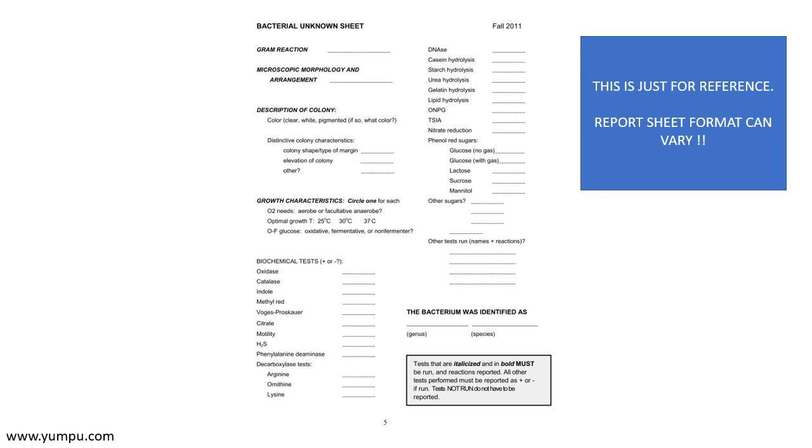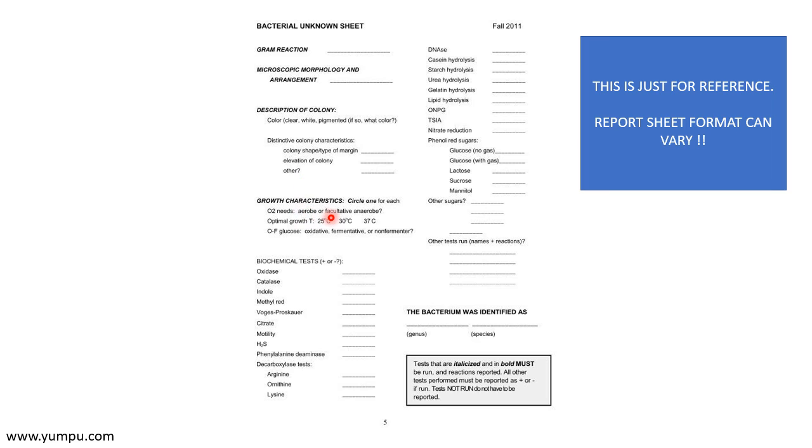Many institutes or colleges have a sheet where a particular format is given and that is followed. This is just for reference; a report sheet format can vary. You can see here the gram reaction, that is the gram stain result you have to write, then microscopic morphology and arrangement, that means what you have observed under your microscope. Then description of colony color, and other colony characteristics like colony shape, type of margin, elevation, and others. You can mention what you have observed.